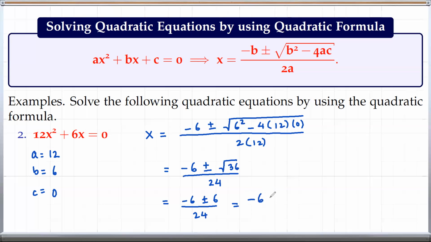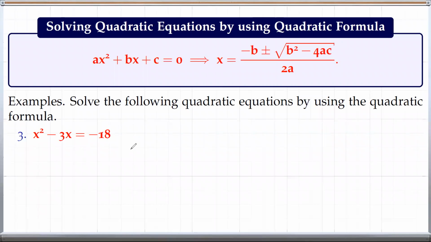We can simplify this further if we separate the plus or minus. When we consider the plus sign here, we get negative 6 plus 6 divided by 24. And when we consider the negative sign, we get negative 6 minus 6 divided by 24. The first one, negative 6 plus 6, is 0, and 0 over 24 is 0. The second one, negative 6 minus 6, is negative 12, and negative 12 over 24 is negative 1/2. We have these two solutions. We're done with this example. Let's look at the next one now.